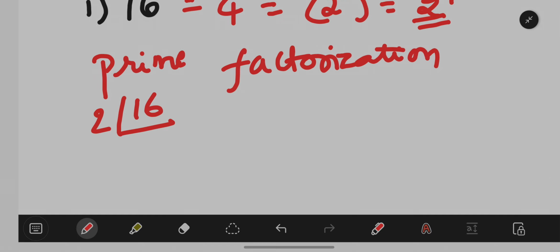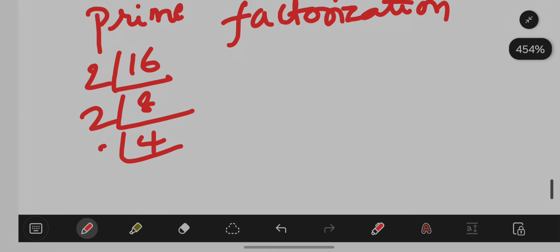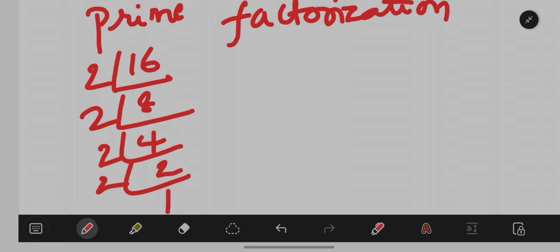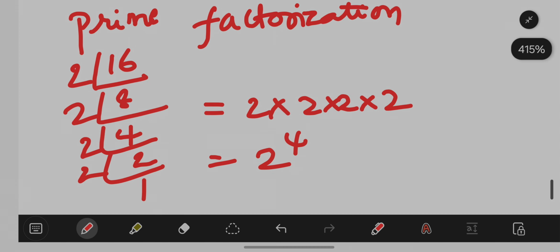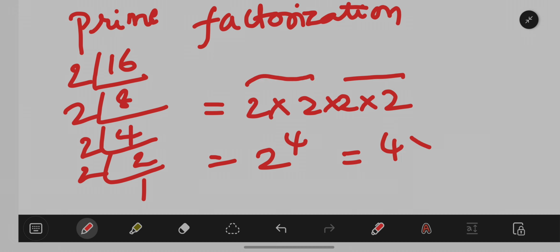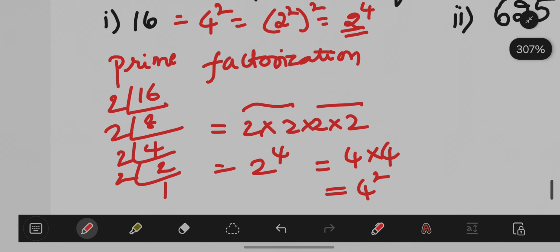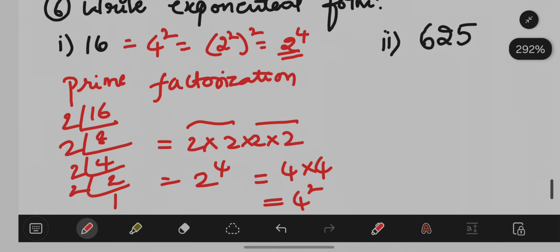Do prime factorization. Finally, this is the answer, right? 16. 2 8s are 16. 2 4s are 8. 2 2s are 4. 2 1s are 2. So here 2 into 2 into 2 into 2. 2 power 4. That's it. Simply 2 power 4. Now you can also write it as, see, this 2 into 2 is 4, and this 2 into 2 is 4. So 4 square also you can write. That's how it has come.